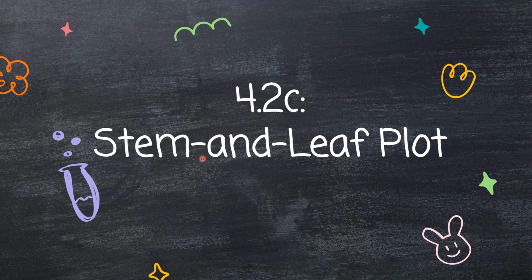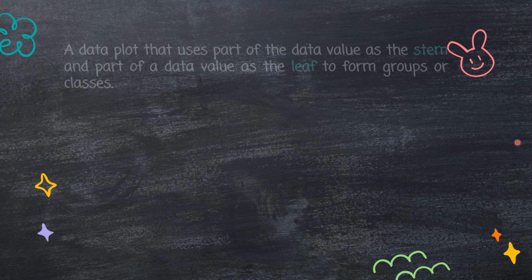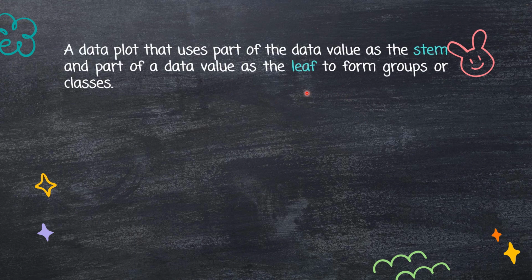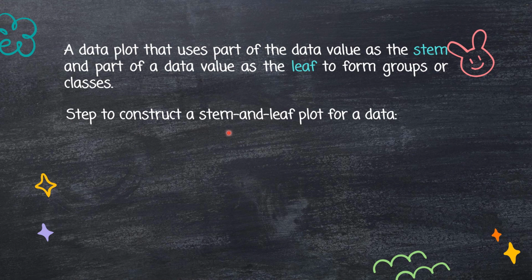4.2c Stem and leaf plot. What is a stem and leaf plot? A data plot that uses part of the data value as the stem and part of the data value as the leaf to form groups or classes. Steps to construct a stem and leaf plot for data.